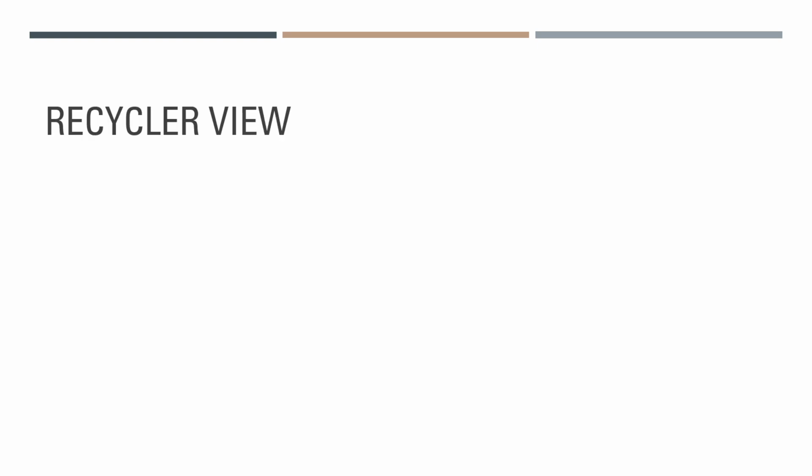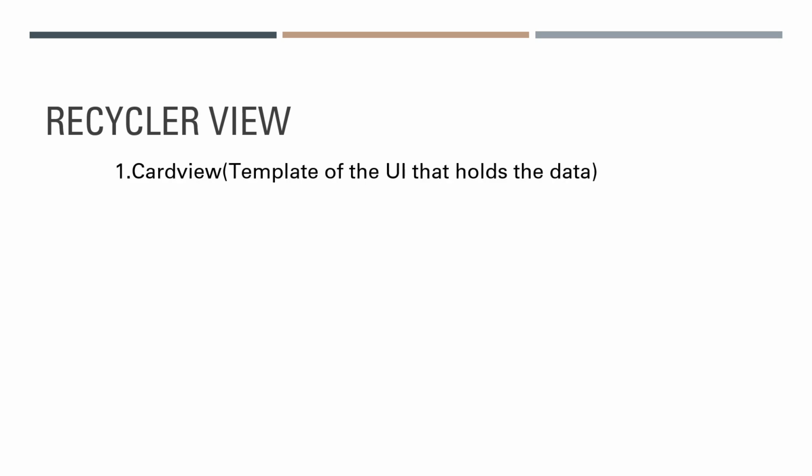So let me explain what are the necessary things for a recycler view. First thing, we need a card view. This card view is the template of how one instance of the data that is to be retrieved should look like. So this card view is the template UI that holds the data. This template is standard, and all the content that we retrieve from Firebase database are going to be set into this content. So that is the template UI that we are designing. It is going to be a card view.